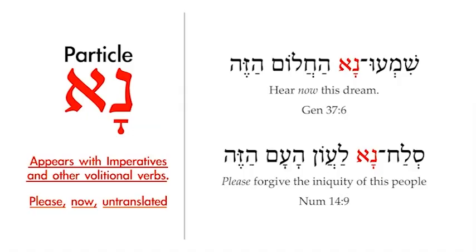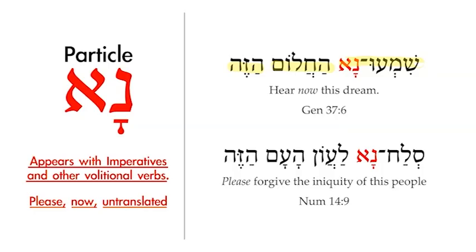Let's look at our first example together. Shim'una ha-chalom hazeh. Hear now this dream. Here we have the imperative joined by maqqef to the particle na. And in this case, we're translating it now. But you could also translate it, please hear or please listen to this dream. It could be either polite or urgent.